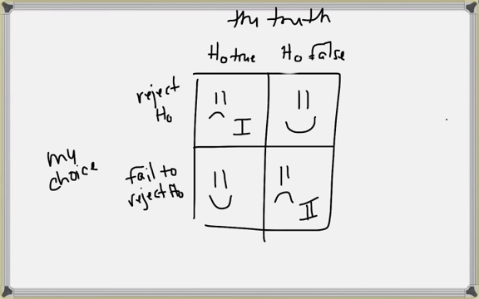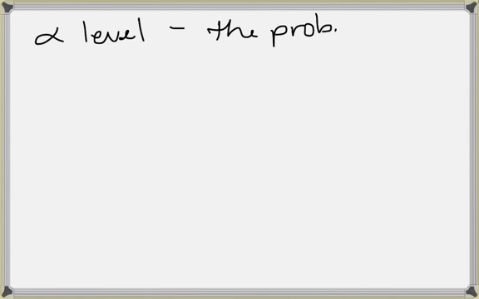A couple other things to note about errors. When you choose an alpha level, when you're setting up your hypothesis testing, your alpha level, if you're using p-values, is your cutoff value for p of whether you reject or fail to reject the null hypothesis. When you set this alpha level, you are essentially selecting the probability of a type 1 error.